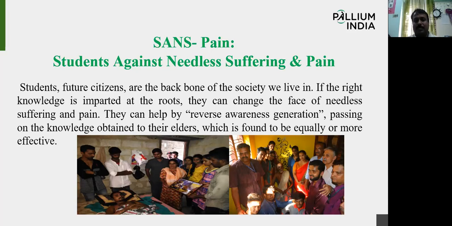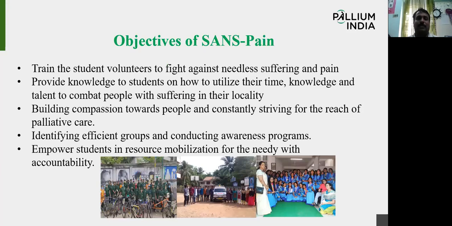Through this concept, we are trying to create a community with some objectives, like training student volunteers to fight against needless suffering and pain, providing knowledge to students on how to utilize their time, knowledge, and talent, combating people's suffering in their locality, building compassion towards people, and constantly serving for the reach of palliative care, identifying efficient groups and conducting awareness programs.